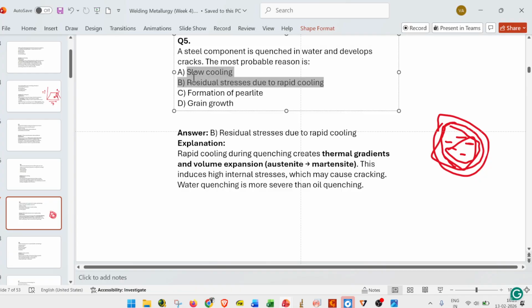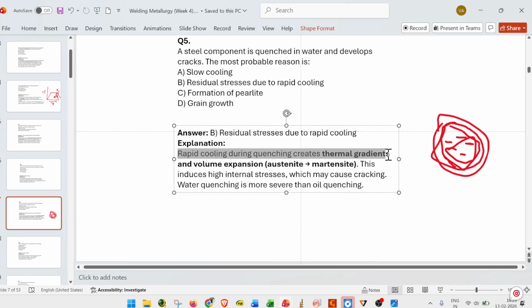Residual stresses during rapid cooling, yes, because residual stresses are generated. Next is the formation of the pearlitic phase. No, because during quenching we will see the formation of the martensitic phase. And grain growth is also not the reason, because in quenching there will be negligible grain growth. So rapid cooling during quenching creates a thermal gradient, which causes volumetric expansion from the austenitic phase to the martensitic phase.